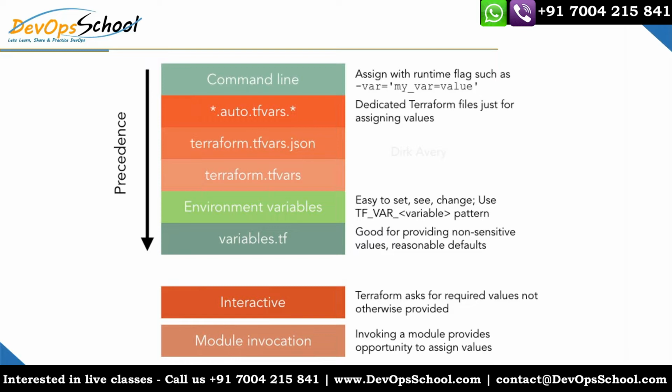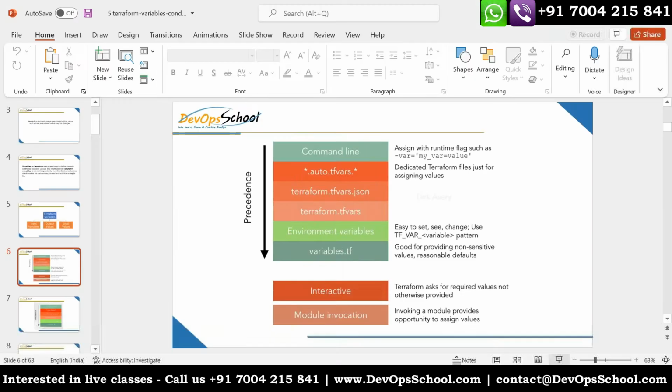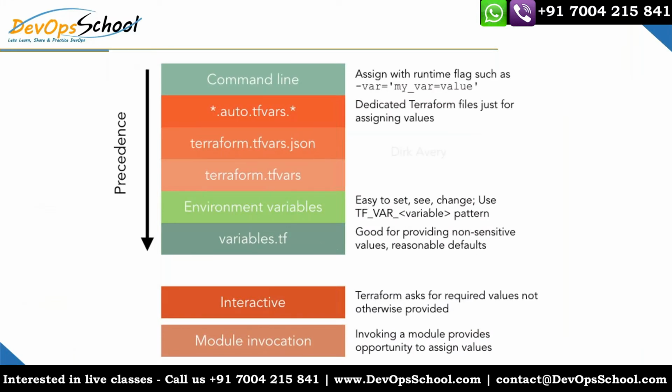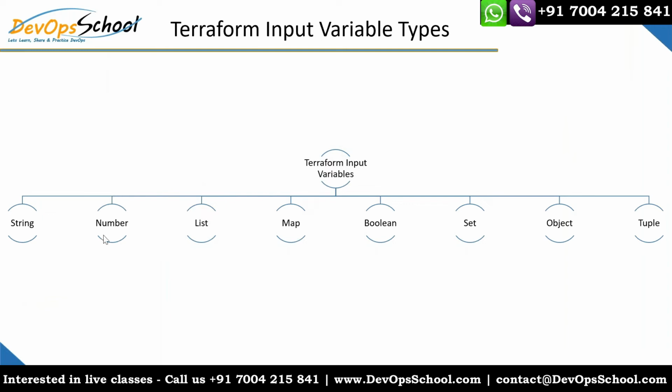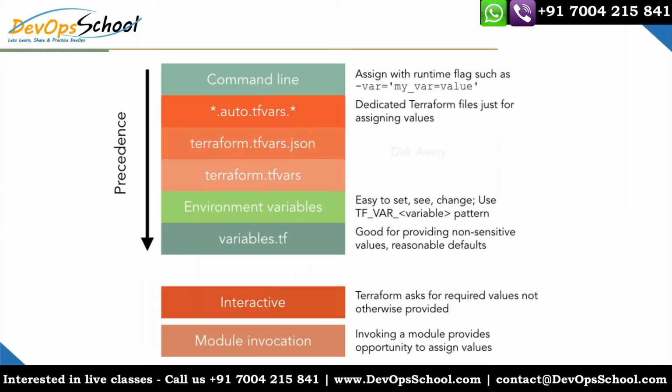Yes. This is what I wanted to teach you, and that's called precedence. There are different types of variables you can define. Let me show you all the types: string, number, list, map, boolean, set, object, tuple. Many types of variables you can define. You can define them in all these places, and you can see all these precedences also.